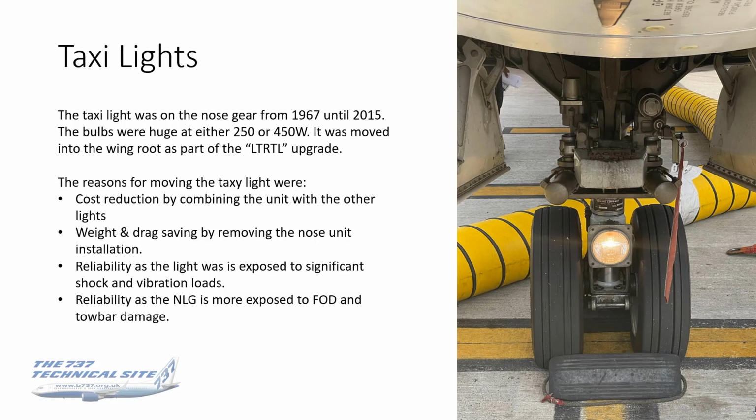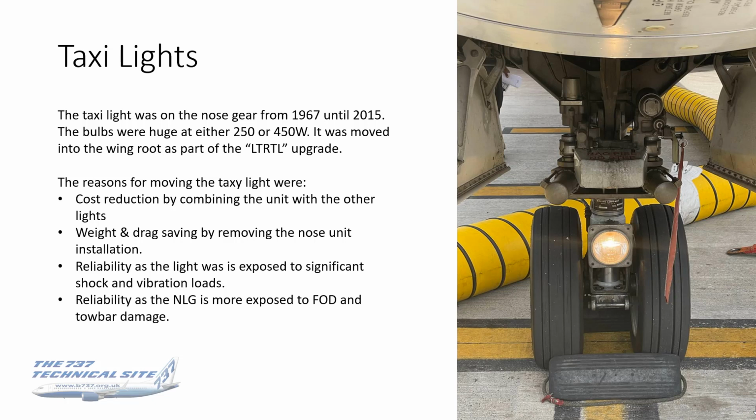Taxi lights. These were on the nose gear right from the beginning of the 737 in '67 right through until 2015 with the LTRTLs. Again, these were huge bulbs, either 250 or 450 watts typically. And as I say, these were moved into the wing root as part of the LTRTL upgrade. Reasons quoted for moving the taxi lights were cost reduction by combining that unit with other lights, and weight and drag saving because you've no longer got that nose unit installation there.